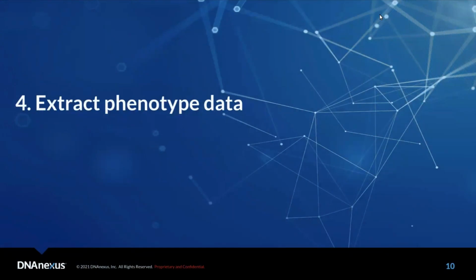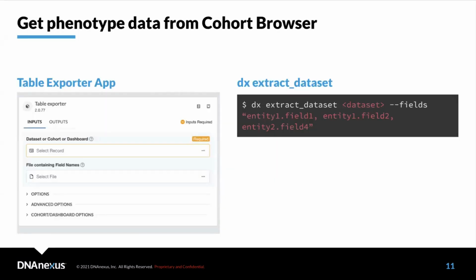Let's talk about how you can extract data, commonly phenotype data, from the cohort browser. There are two main ways that you can extract this data that we'll show you. The first way uses an app from the tool library called the Table Exporter app. This Table Exporter app is commonly run in the GUI, but can be run locally in the command line using the DX toolkit.